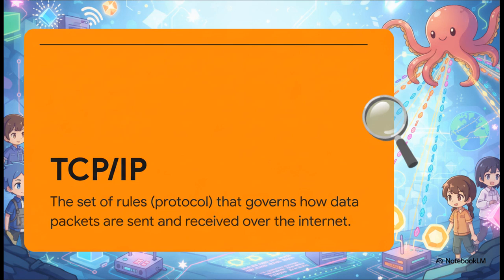Now, for all this beautiful chaos to actually work, every single device on the planet needs to be playing by the same set of rules. They all have to speak the same language. And that language, the official rulebook for the internet, is called TCP/IP. It's the grammar that makes sure everyone understands everyone else.